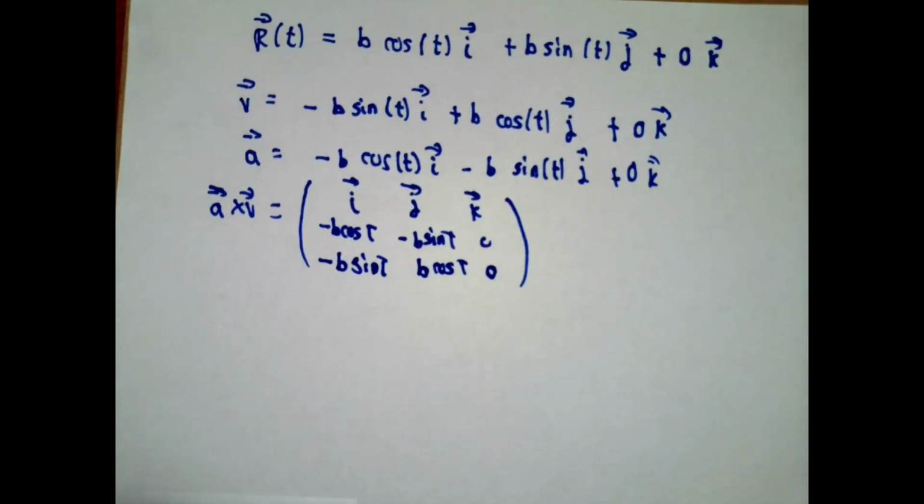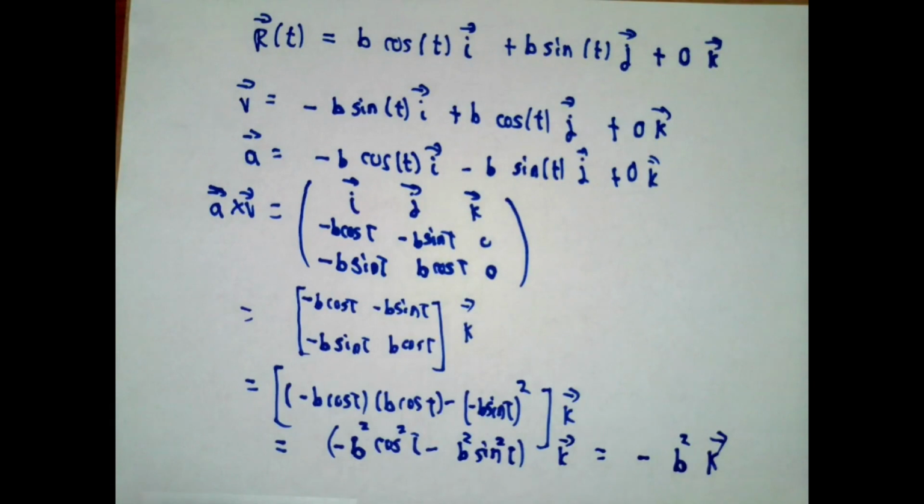Both the velocity vector and the acceleration vector are in the xy plane. The cross product has to be at right angles to that. The cross product has a z component, but not an x or y component. So there's no need to split this up into the usual i, j, k, because I already know only the k part is going to contribute anything.